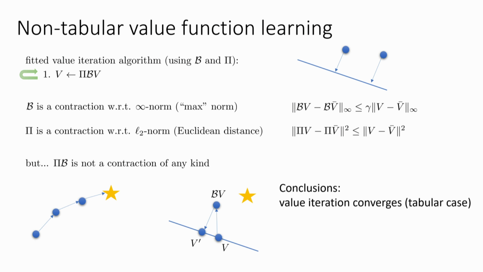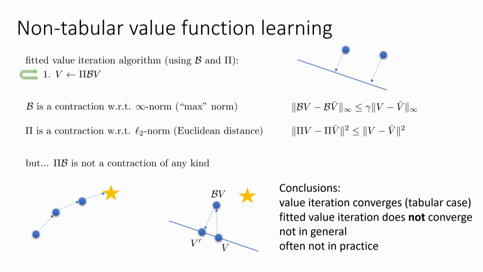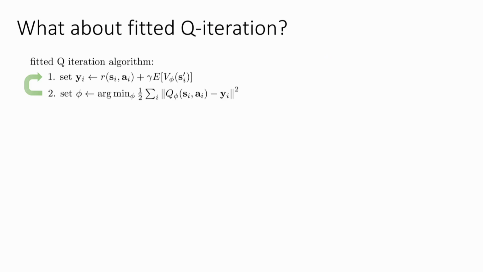So conclusion: value iteration converges in the tabular case. Fitted value iteration does not converge. It does not converge in general, and it often does not converge in practice. The same exact thing applies to fitted Q iteration. I'm out of time for this lecture, so I won't go through it in detail, but it's exactly the same argument, which means that online Q learning doesn't converge. That's very unfortunate. So I'll leave you on this somber note, and then on Wednesday I'll tell you how we can actually implement practical and very effective deep learning algorithms based on this principle.